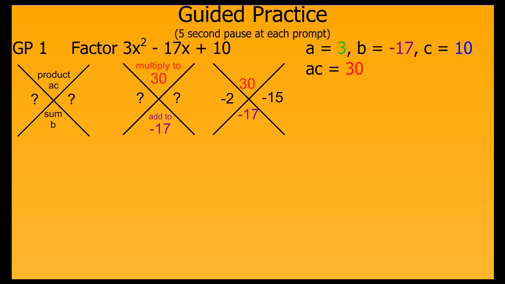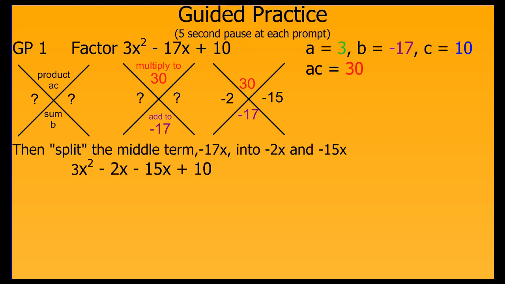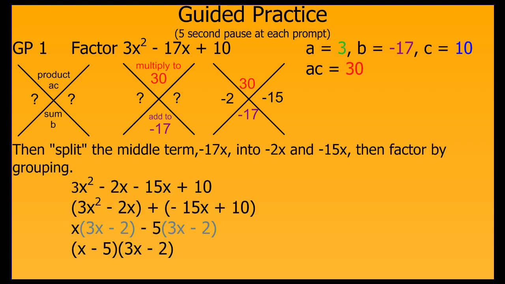What do we do next? We split our middle term, negative 17x, into negative 2x and negative 15x, the two numbers we just found. Now what? Now we factor by grouping. We find the greatest common factor of each group, then find our common factor of 3x minus 2. We then write our polynomial in factored form, the quantity x minus 5 times the quantity 3x minus 2.